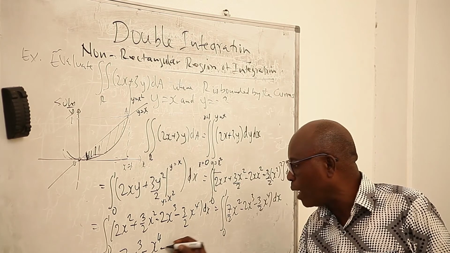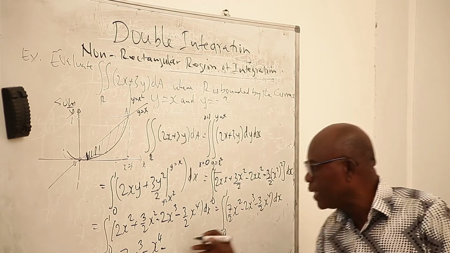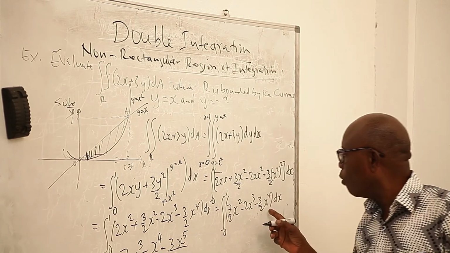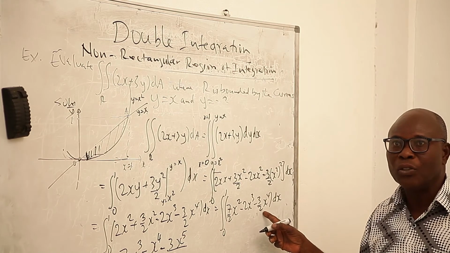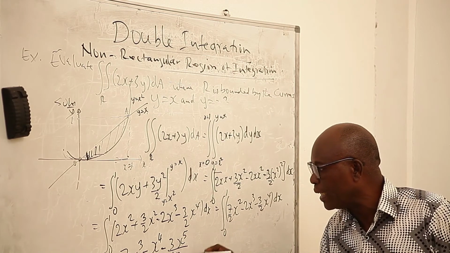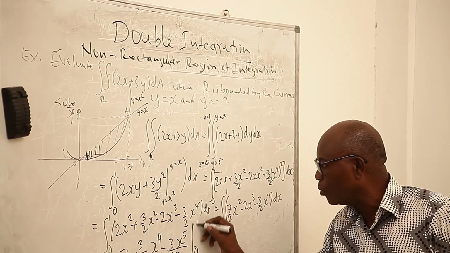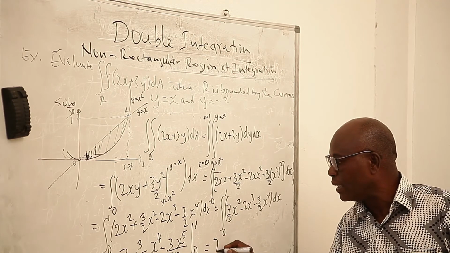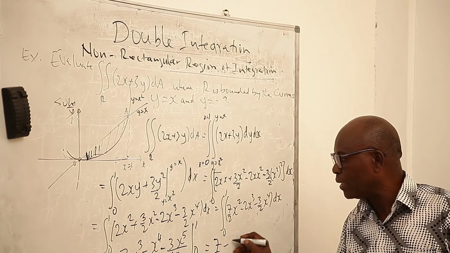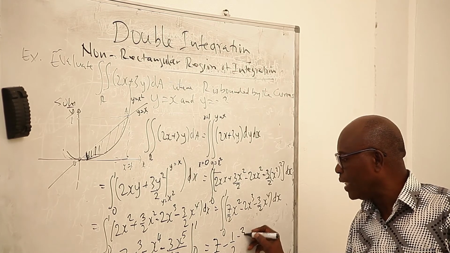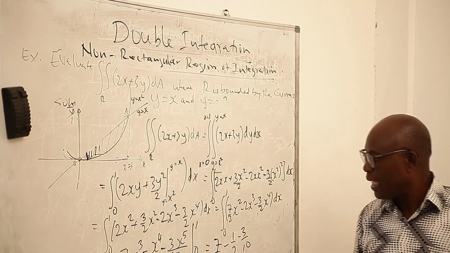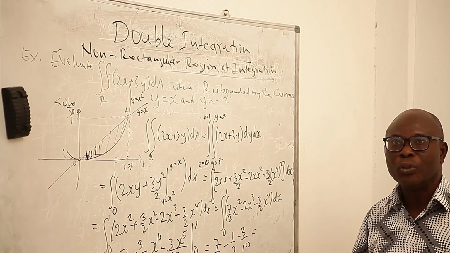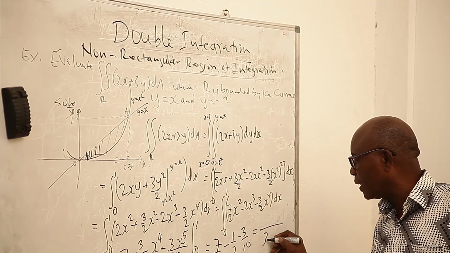And then the last one will be 3 times x to the power 5 over 5. But there's a 2 here. So 5 times 2 will give us 10. And so the limit is 0 to 1. If you put the upper limit, you see that everything becomes 1. So we have 7 over 6 minus 1 over 2 minus 3 over 10. And so for the LCM of 6, 2 and 10, I think the LCM should be 30, right? 30.